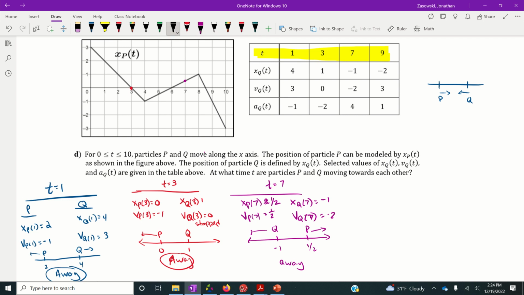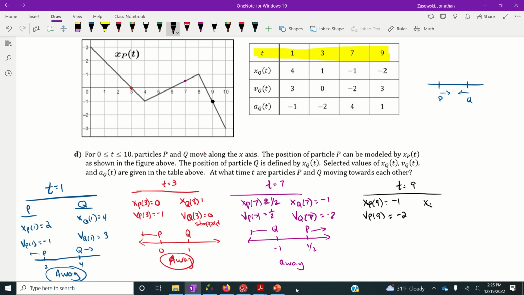And the last one is at time 9. So xp of 9. We want to do vp of 9. So when we're at 9, we're down here at negative 1. And the slope of this line is down 2 over 1. That's negative 2 for the velocity.